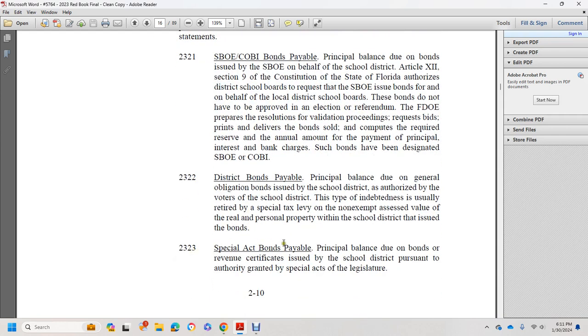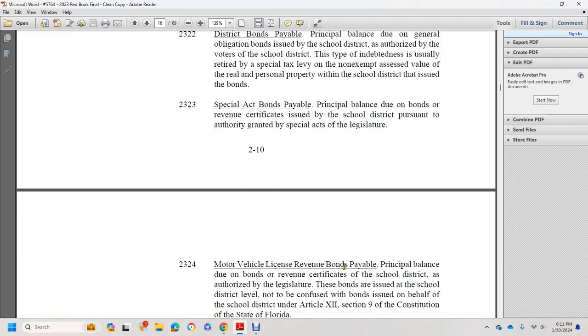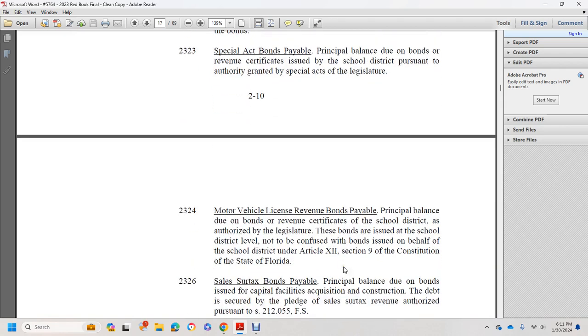2323 Special acts bonds payable: the principal due on the bonds and revenue certificates issued for the school district pursuant to the authority granted by special acts of the legislature. 2324 Motor vehicle license revenue bonds payable: the principal balance of the revenue bonds for the school district authorized by the legislature. These bonds are issued at the school district level, not to be confused with bonds issued on behalf of the school district under Article 12, Section 9, Constitution of the State of Florida.